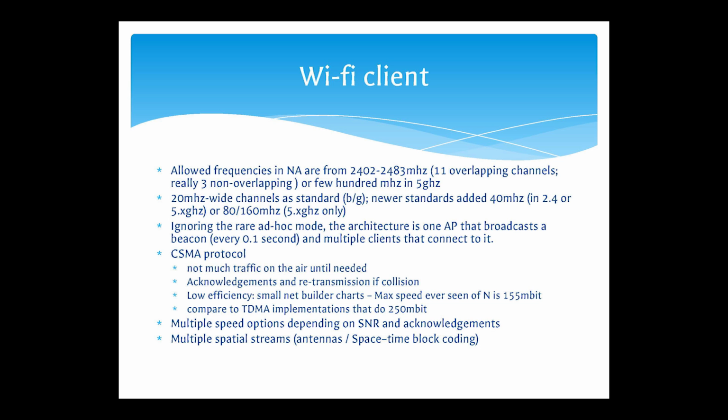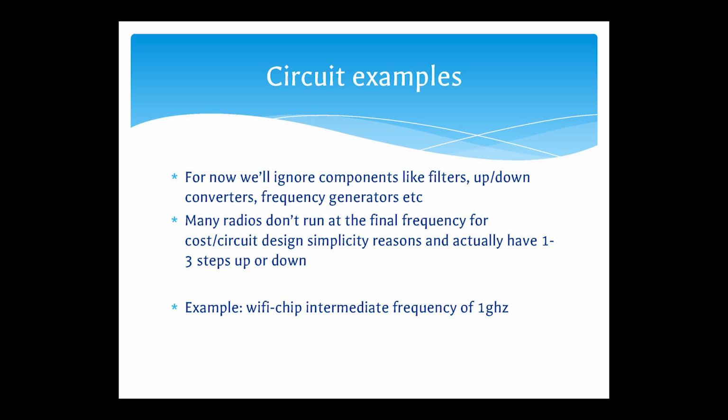So here I'm going to draw out the circuits of these various radios so you get an idea of how they work. For now, we'll ignore components like filters, which we'll go over later. Up-down converters. It can be difficult to make, for example, a Wi-Fi chip that runs at the full 5.8 gigahertz to decode. Like you can't even buy Intel CPUs at 5.8 gigahertz.